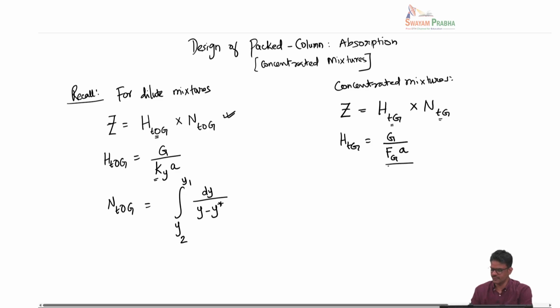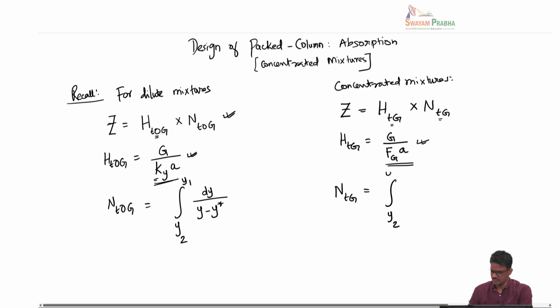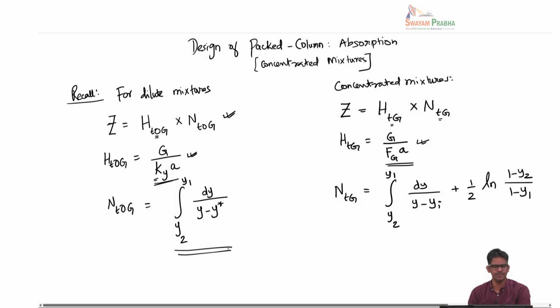Okay. So, you can see the difference between this expression and this expression. This involves the overall mass transfer coefficient, and this involves the local mass transfer coefficient. This NTG is defined as the integral from y2 to y1 of dy by y minus yi, plus 1 by 2 ln of 1 minus y2 by 1 minus y1. So, you can see the difference between the NTOG for dilute mixture and NTG for concentrated mixture, they are slightly different. Okay. In which way they are different?